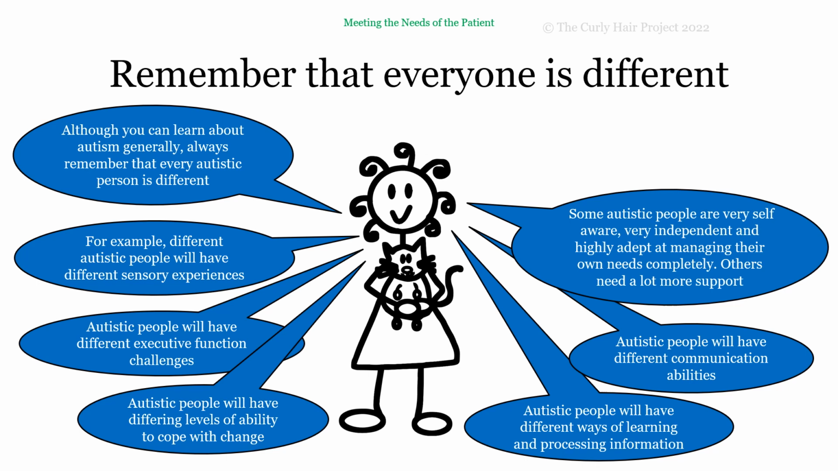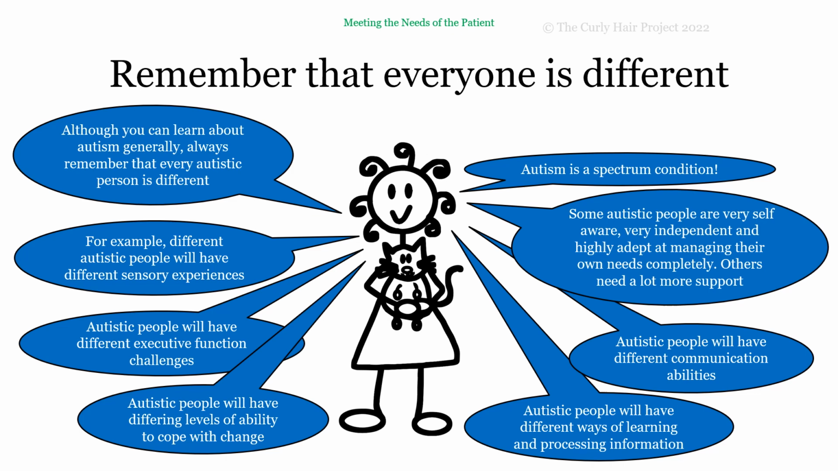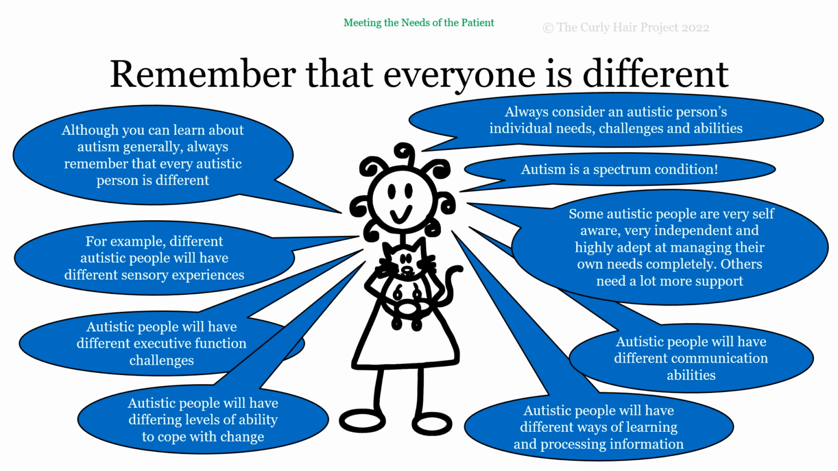So always remember that autism is a spectrum condition, which means that it affects people differently. As you can see, the examples of the ways in which autistic people are different are vast. Ultimately, to best support an autistic patient, always consider what their individual needs, challenges and abilities are.